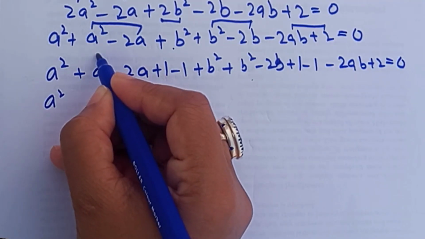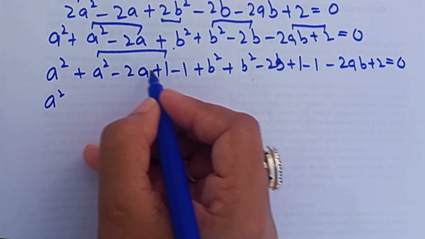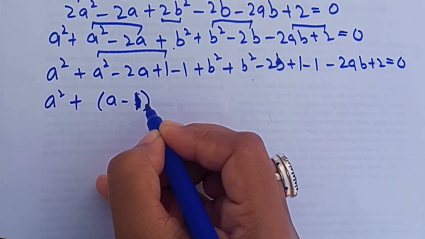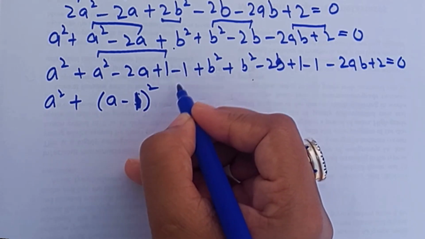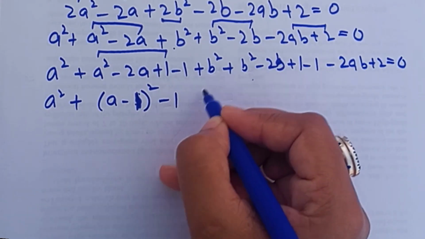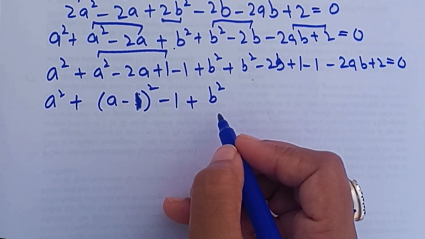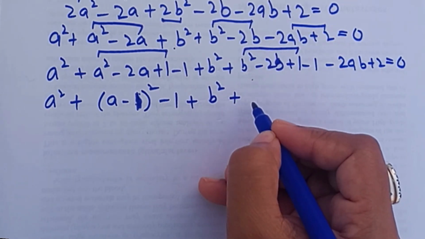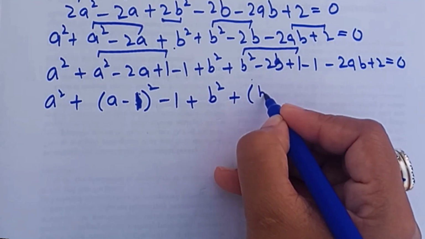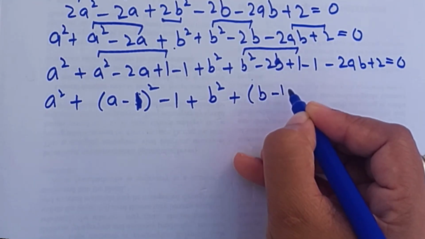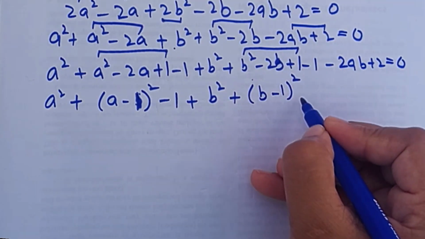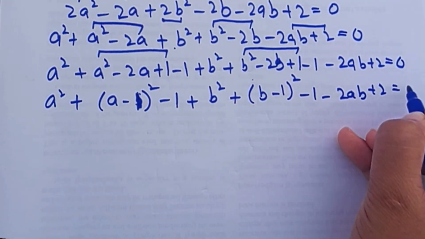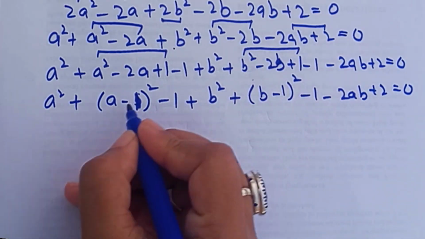So in the next step, look at this. This will become a quadratic expression, and this is equal to a minus 1 whole square. And this is a minus 1 positive b square, and this will become a plus b minus 1 whole square. This is the minus 1 minus 2 times product of AB plus 2. It's equal to 0. Now we rearrange these values.